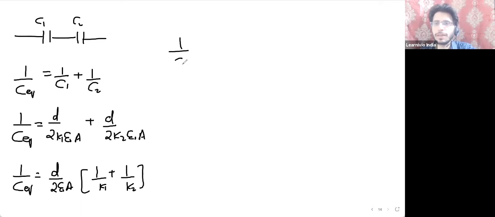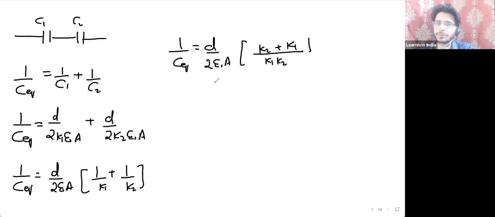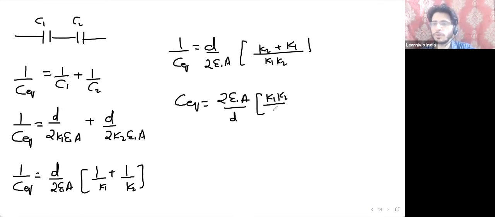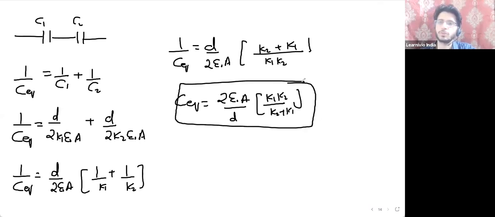So 1 by C equivalent is d by 2 epsilon naught A, times K1 plus K2 over K1 K2. C equivalent is 2 epsilon naught A by d, times K1 K2 by K2 plus K1. That's C.